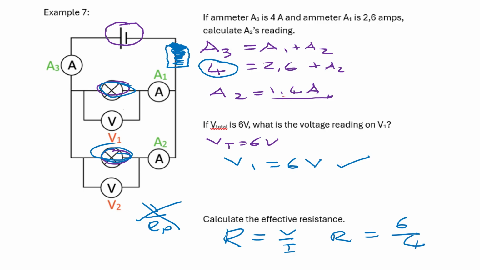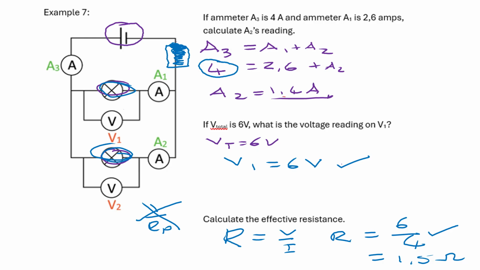The beauty of this question is to test whether you know that it's 4, 2.6, or 1.4. So they're testing, do you know that it is the 4 amps and not the other 2? So 6 divided by 4 is your 1.5 ohms. So there, it's just as easy as R is equal to V over I.